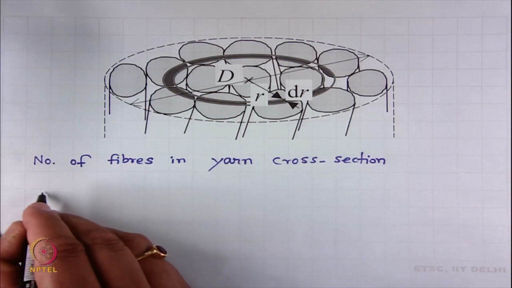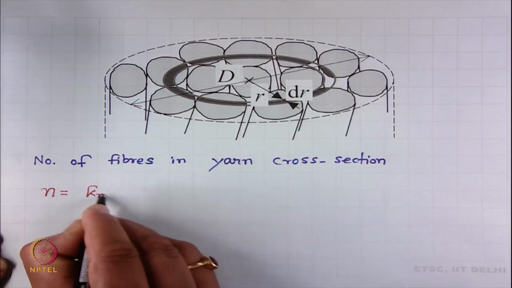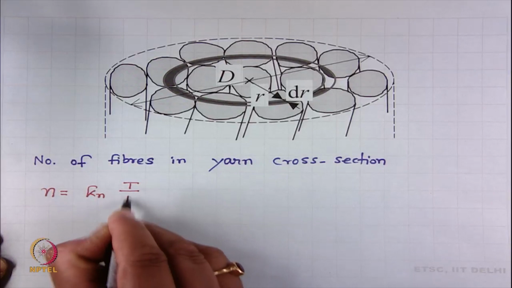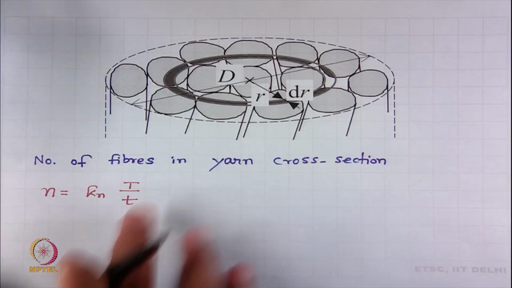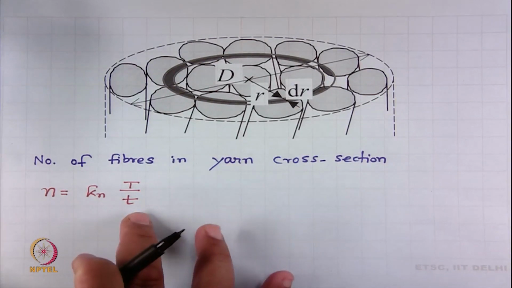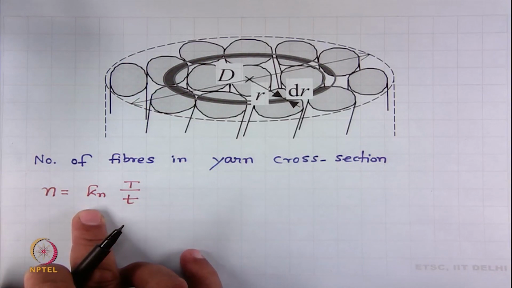We know that n is this. This is true. Capital T is very easy to find out, small t is also very easy to find out, but the coefficient k n is relatively difficult to determine experimentally.